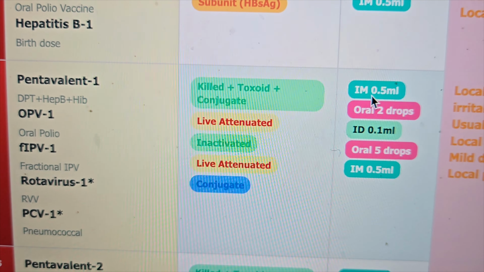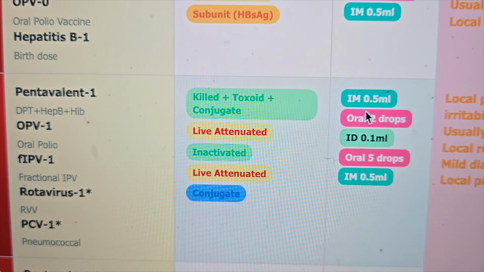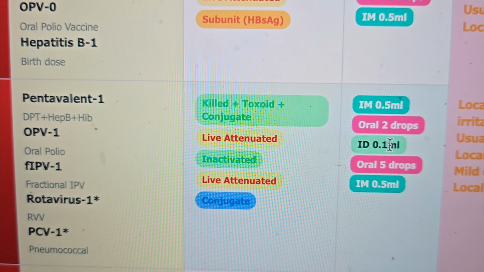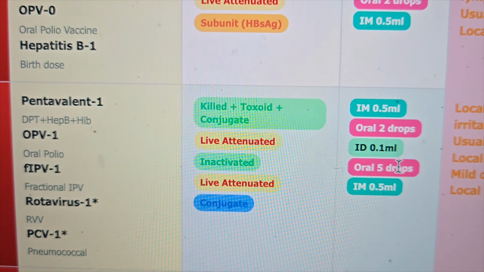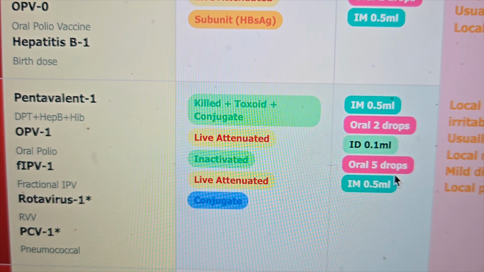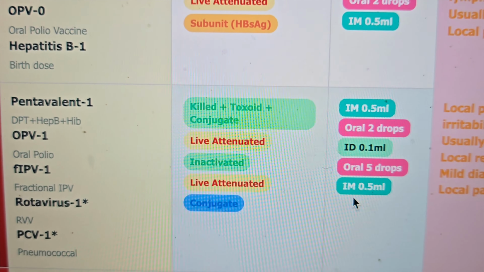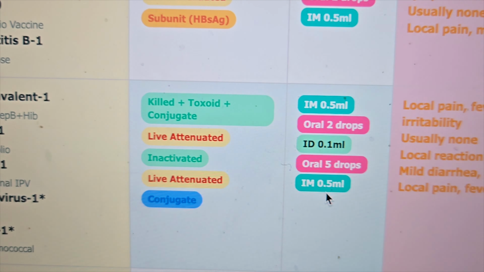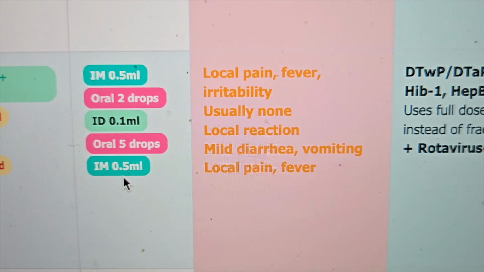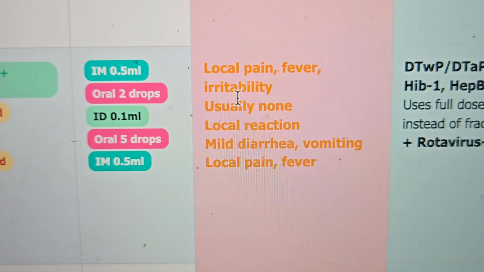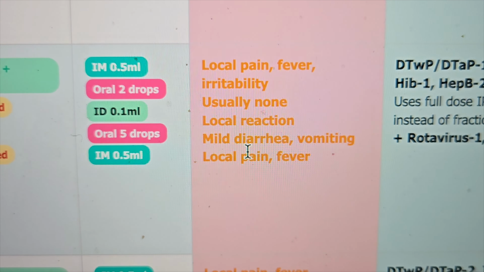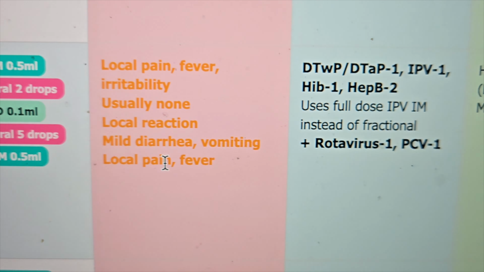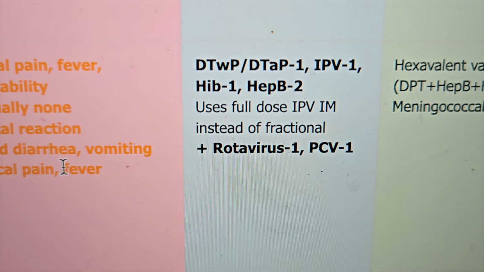Pentavalent vaccine is given intramuscularly, 0.5 ml. OPV is given orally, 2 drops. Fractional IPV is given intradermally, 0.1 ml. Rotavirus is given orally, 5 drops. PCV is given intramuscularly, 0.5 ml. What are the adverse effects? Local pain, fever, irritability, local reaction, mild diarrhea, vomiting, local pain and fever. Nothing much.